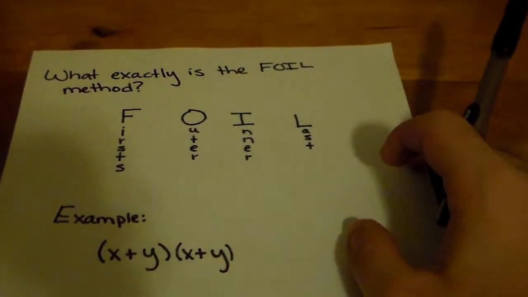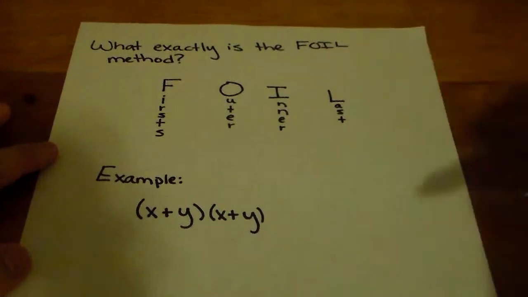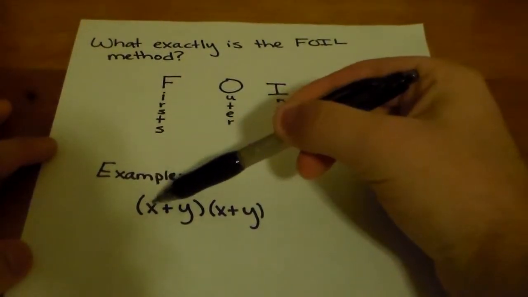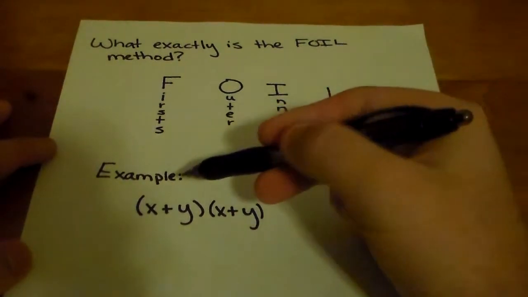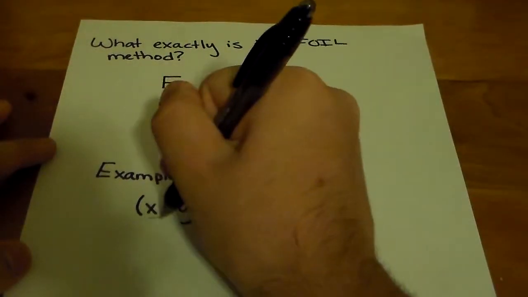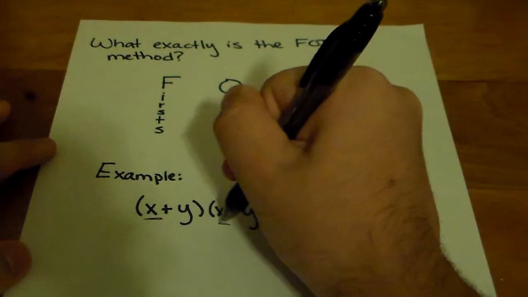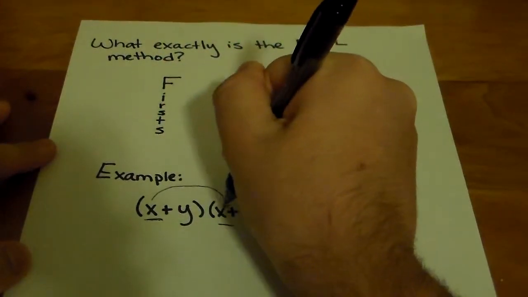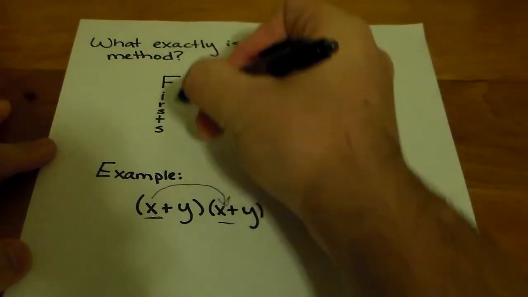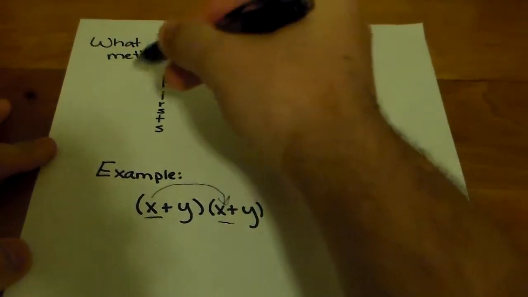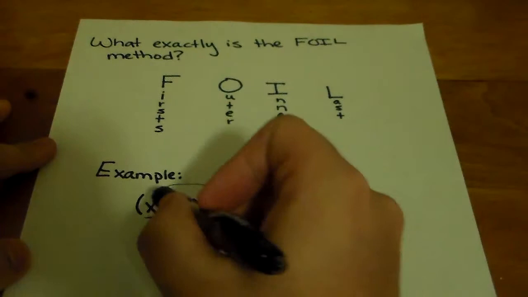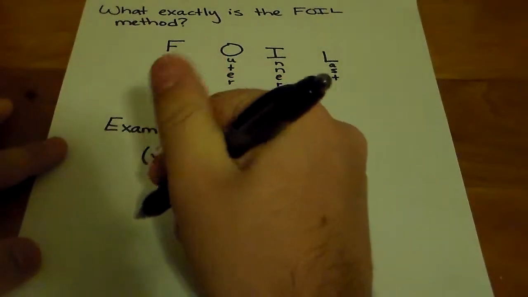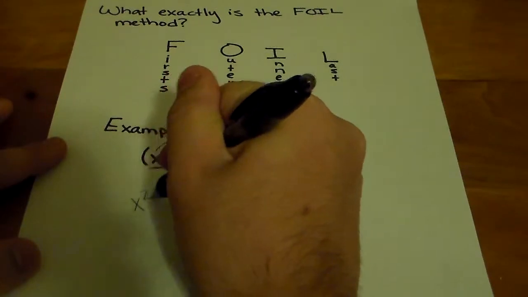Well, FOIL is taking the firsts. Let's say for the example, we're going to take the first, which is going to be the x's here. So it's going to be this times this. That's what the first, the F, means. So you're going to take the x times the x here, which will be x squared.